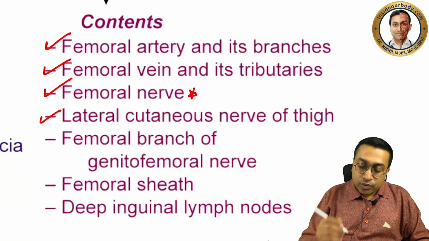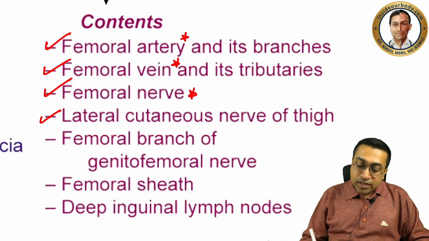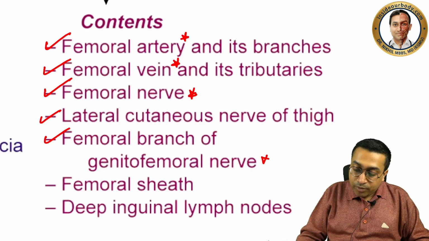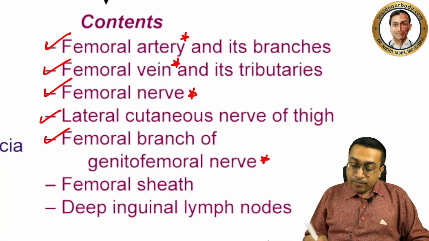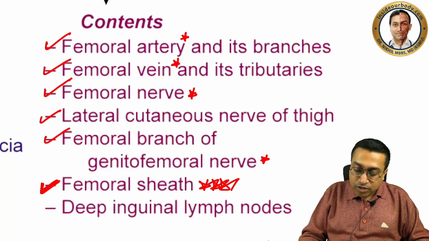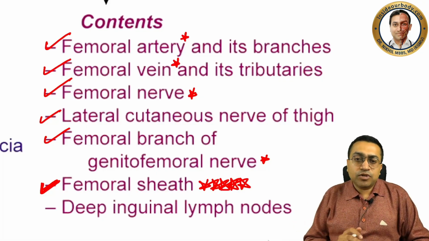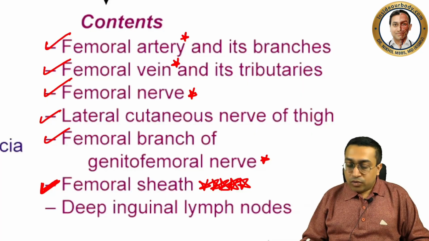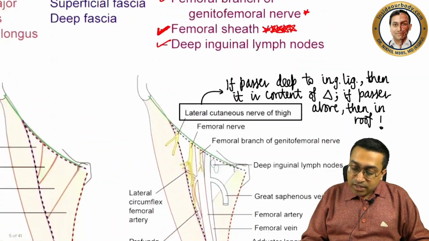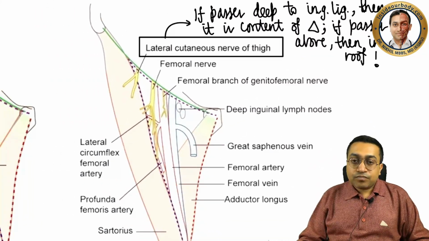Then the lateral cutaneous nerve of thigh, these are all important ones. Then you have the femoral branch of the genitofemoral nerve, again a very important nerve, we will come to it in a while. Then the femoral sheath, super duper important, you cannot skip this, it's a very important short note, also tested in your theory exams as well as in your MCQs, from the lower limb. Then you have the deep inguinal group of lymph nodes. So let us see these contents in the photograph, and I will show you in 3D everything together.